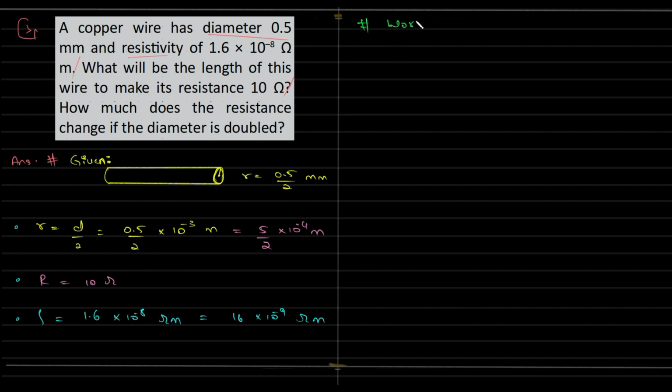Now it's a matter of substituting in your formula, that's all. R is equal to rho L by A. So 10 is equal to rho, which is 16 into 10 to the power of minus 9, into length, we need to find the length, divided by area of the cross section of the wire, which is pi r square. Quite a few of you will get confused with this kind of working, so let me show you one more way. See, we need to find length, right? Let us transpose all of it.